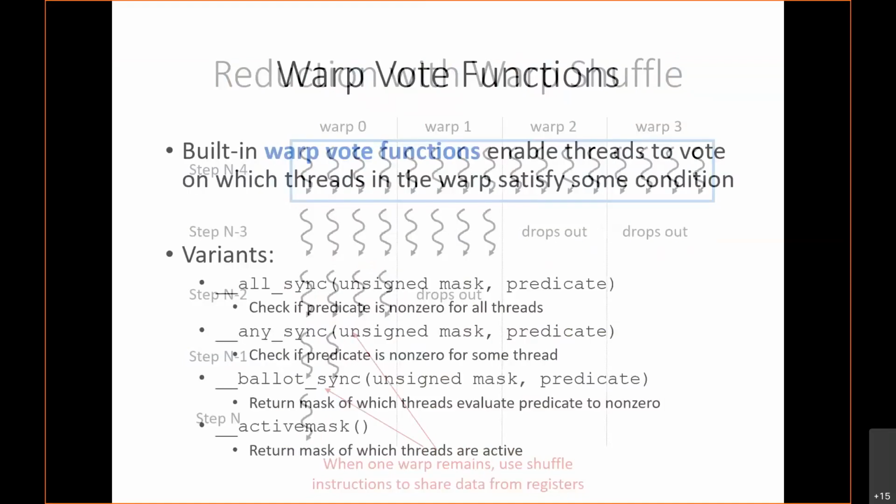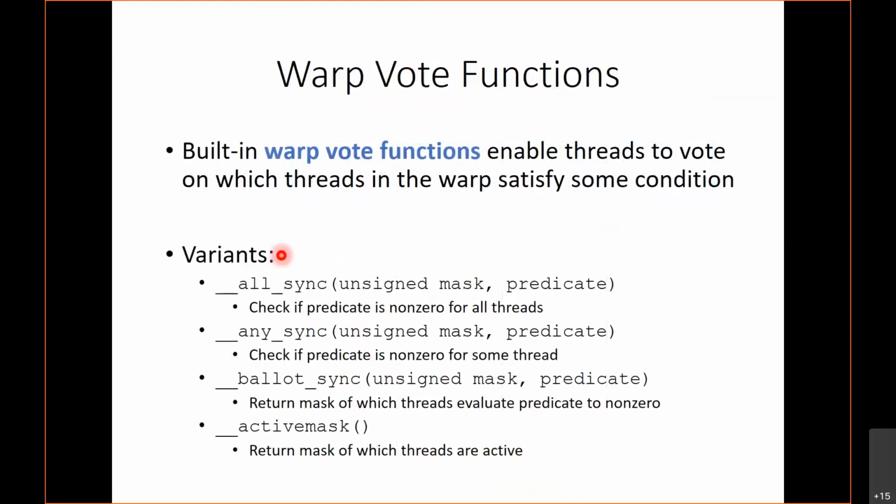We then looked at warp vote instructions, and we saw that we have different variants, different ways we can vote. We can check if all the threads satisfy some predicate, or if one of them satisfies some predicate. There's a ballot, where we can check which threads evaluate a predicate to true and which evaluate to false, and we get a mask that tells us that. And there's the active mask, which tells us which threads are active on a certain branch.